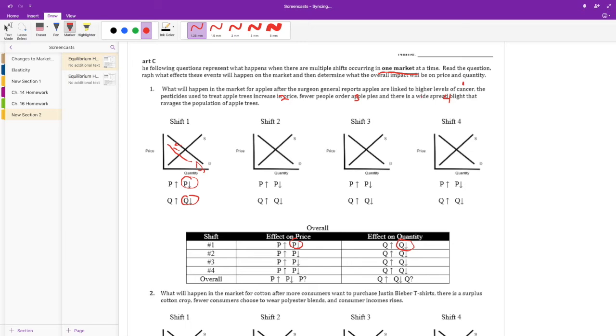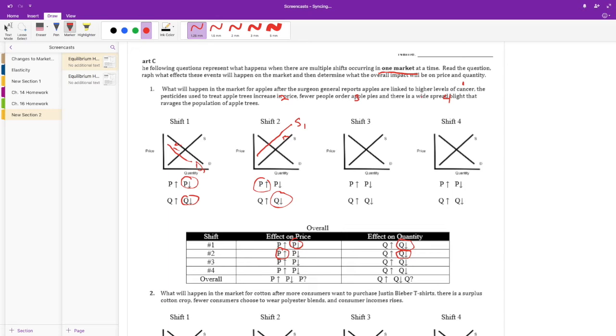Shift 2. The pesticides used to treat apple trees increase in price. Well, pesticides would be an input. If input costs rise, supply shifts to the left. We'll go from S to S1. Price rises. This had been my price, that's my new price. Quantity falls. So I'm going to say price goes up, quantity goes down.